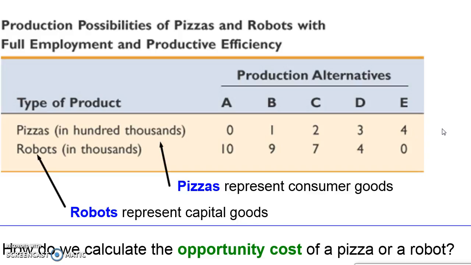If you were to go back the other direction in pizzas and look at how many robots you would be giving up to gain more pizzas, you would see the amount you're giving up is increasing in that case as well.